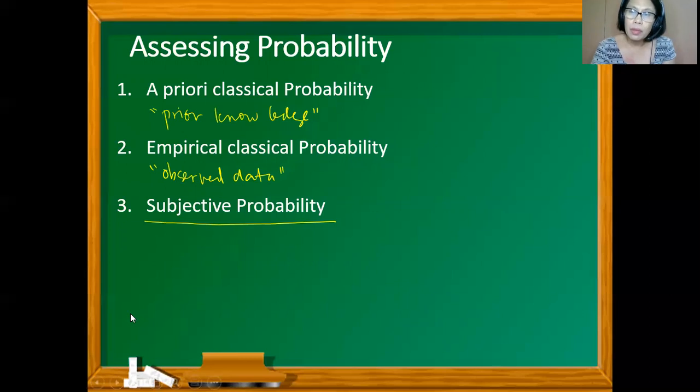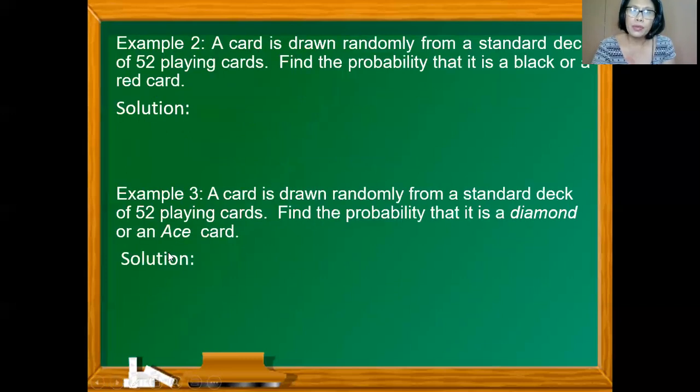So in the next slide, we will be calculating basic probability as regards a priori and empirical classical. So for example, a card is drawn from a standard deck of 52 playing cards. Find the probability that this is a black or a red card. So take note that we have made use of the conjunction or here. So this is like calculating the probability of selecting a card which is a black card or a red card.